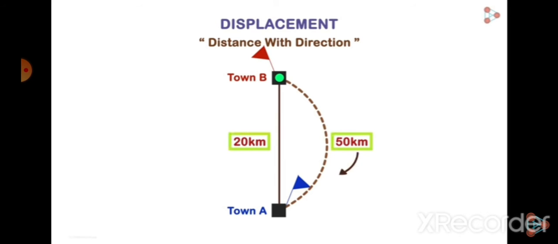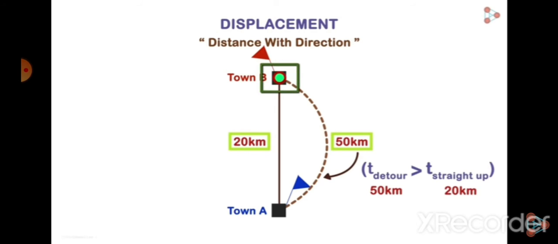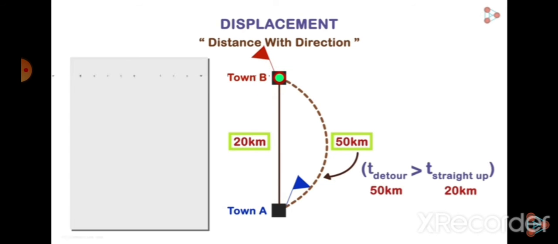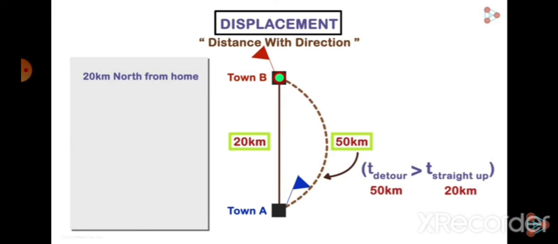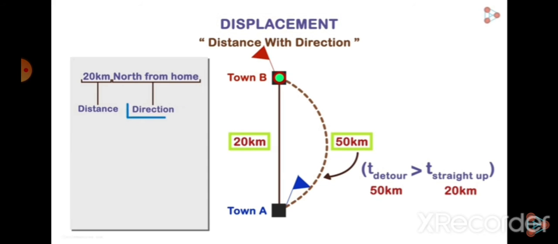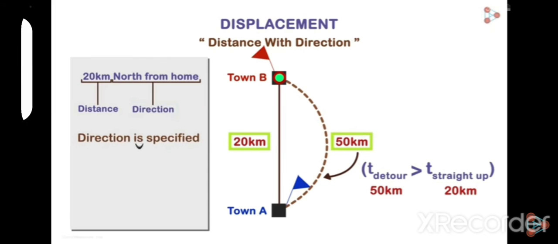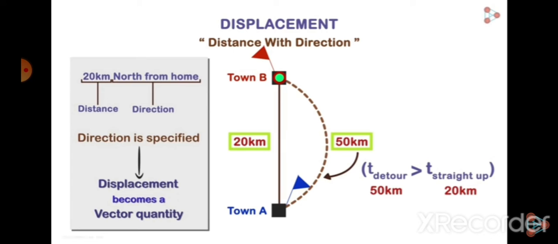The time you took for the detour was greater than the time you could go straight across. But if you call someone to tell them where you are, in both the cases, your location is this town, which is 20 kilometers north of your home. The displacement in both the cases is the same. You traveled 20 kilometers north. North shows the direction, and because direction is specified, displacement becomes a vector quantity.